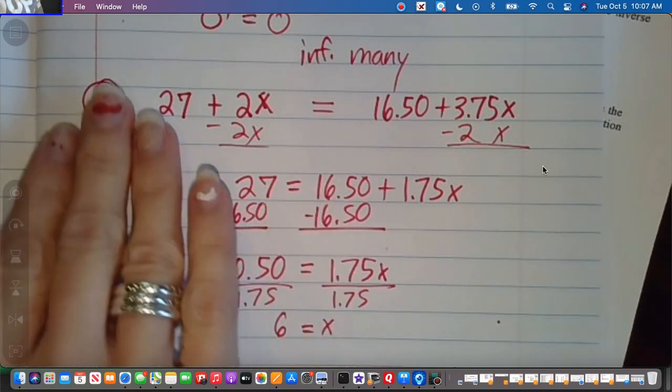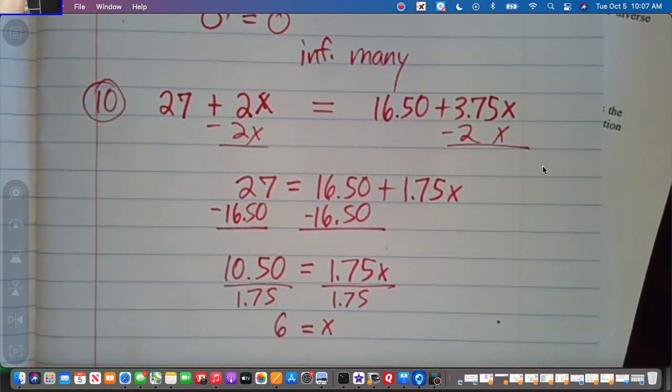To me, this was just basic algebra. It goes back to basic algebra, so I thought that was easier.